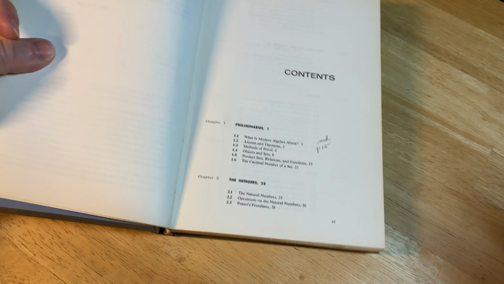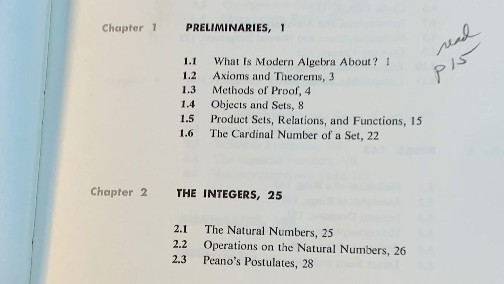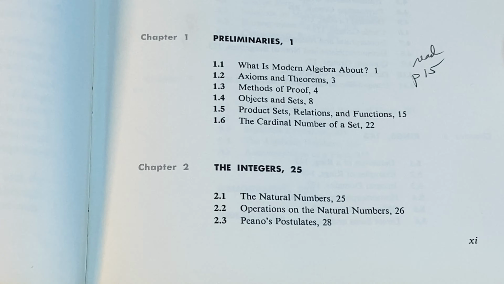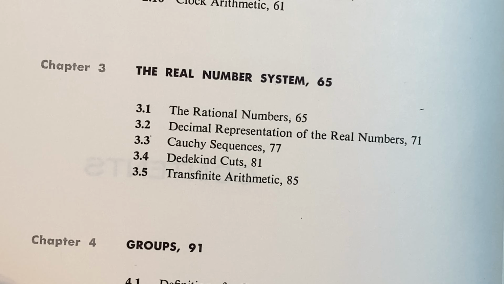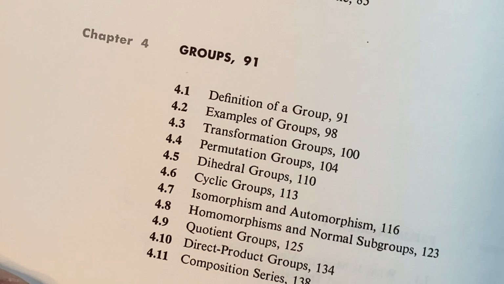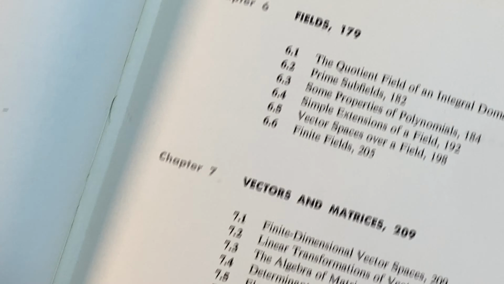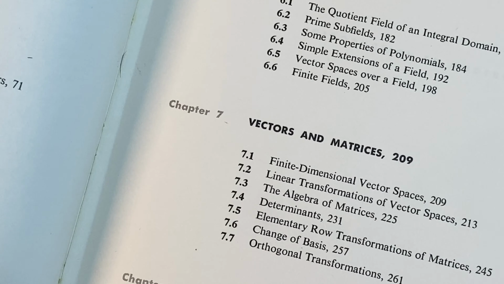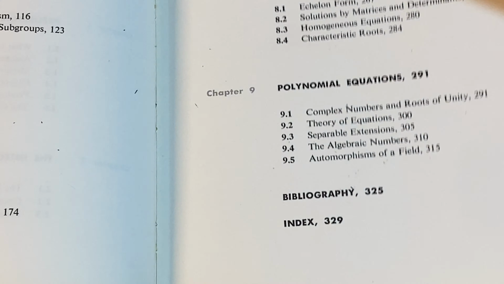Here are the contents. Starts with some preliminaries, and then it goes to the integers. Then we have the real number system, groups, then we have rings, fields, vectors and matrices, systems of equations and polynomial equations, a bibliography and an index. So I don't think this is going to have any solutions in the back of the book.